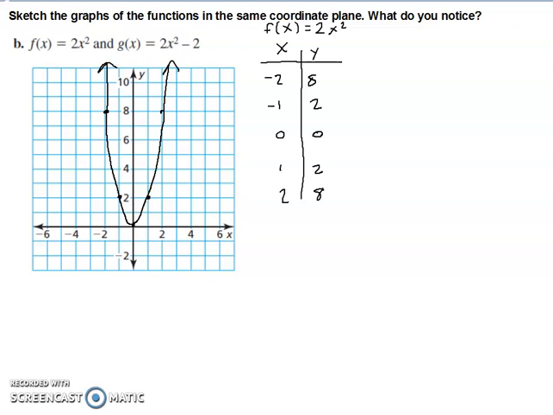We're going to move on to graph g of x. So g of x is 2x squared minus 2, and I'm going to make a table. I'd like for you to take a moment to predict what you think is going to happen to my f of x graph when I move to my g of x graph and subtract 2 from my f of x. Let's take a moment to maybe jot an idea down, and then we'll see if your prediction is correct.